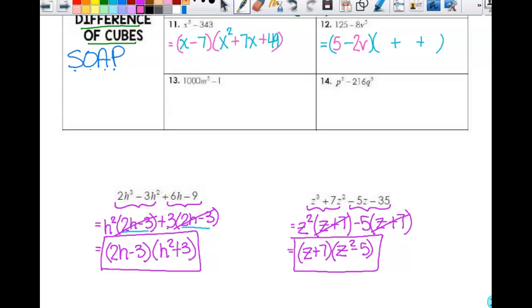All right, so I take the 5 and I square it and I get 25. And then I multiply them together and I get 10v. I square that and I get 4v squared. Okay. What questions do you have? Yes, stop. So you got to have some confidence.